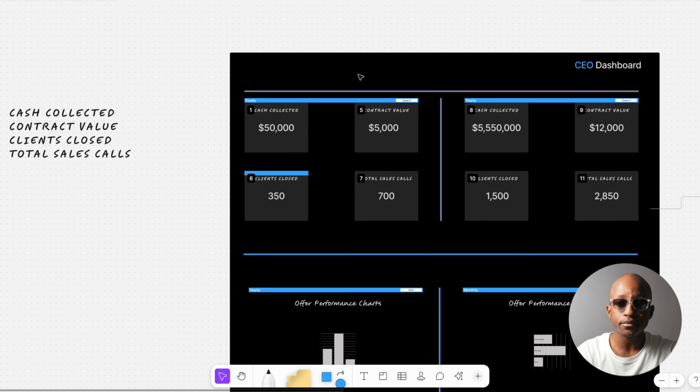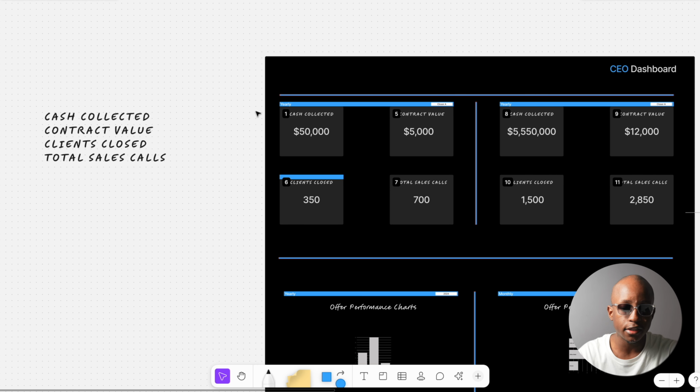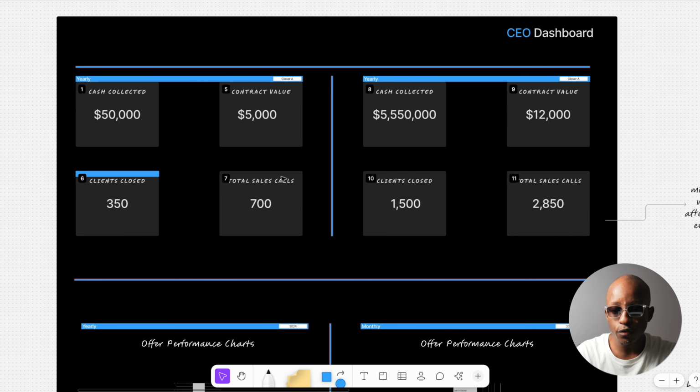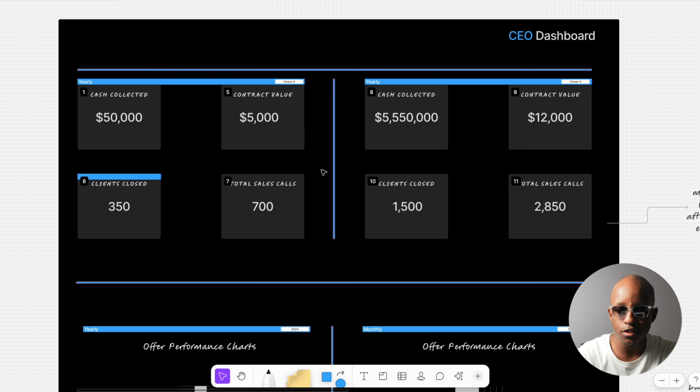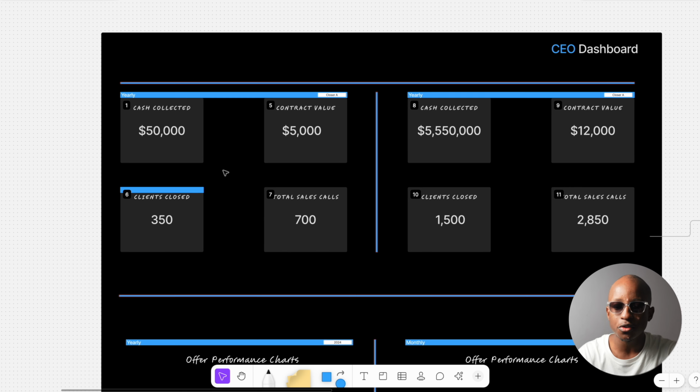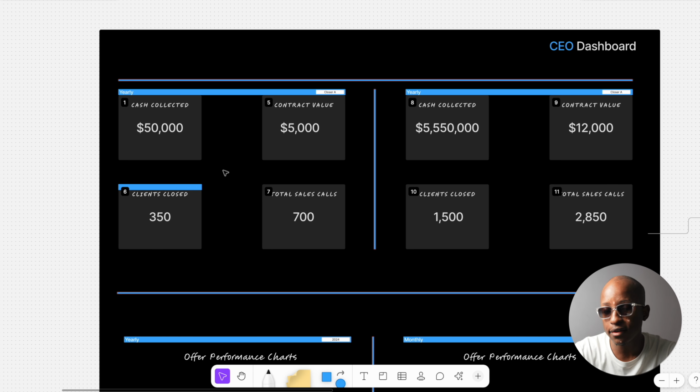So enough rambling. The main idea about this is to know what cash collected we have, what the contract value is, the clients closed, and also the total sales calls booked. If we look at the left quadrant, we have two specific quadrants where we can see cash collected. This would be the yearly, so we're pulling data from the yearly cash collected. In Google Sheets terms, we have a spreadsheet where we calculate the total per month, and each and every single month is calculated, and then we have the yearly.